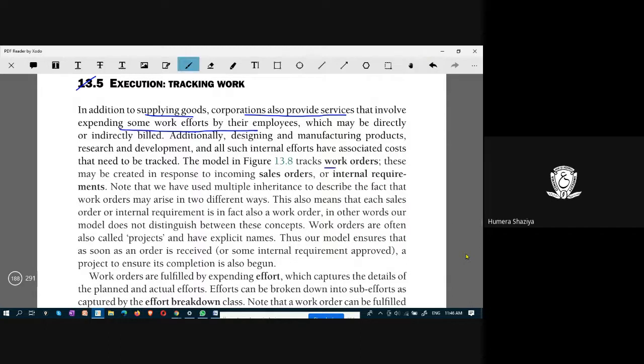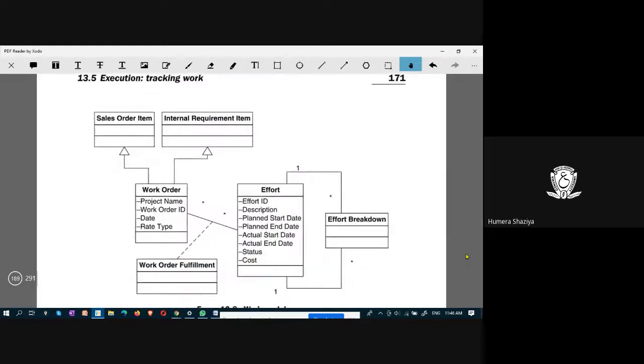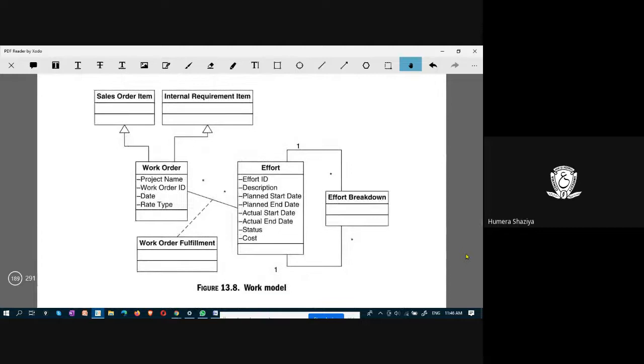And work orders, sales orders, or internal requirements. These things have to be tracked. How would these things be tracked? Through the work model. What does the work model comprise of? It comprises of a work order.